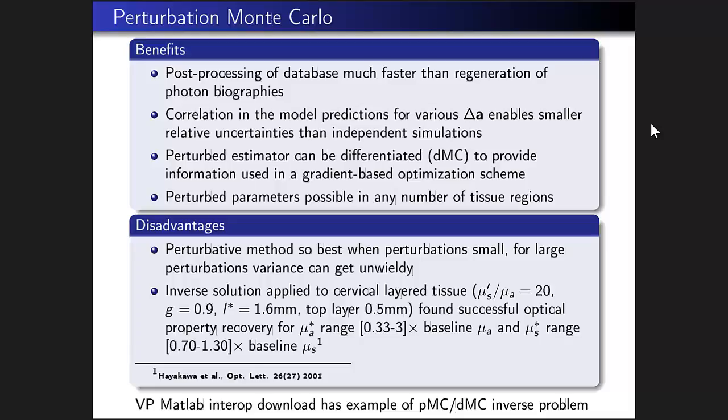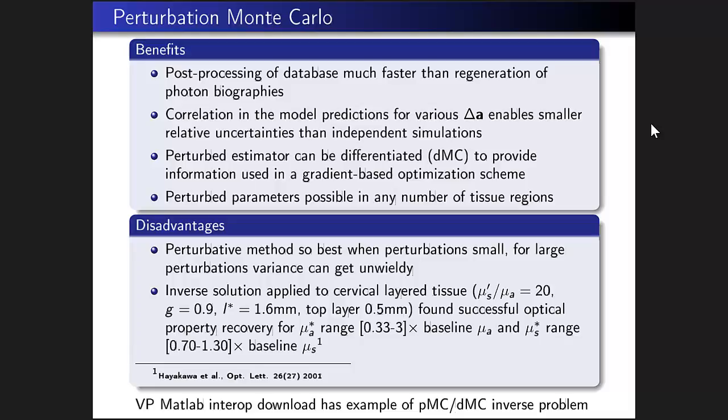The difference is that it's a perturbative method, so it works best if that delta A is small. If that delta A is large, then the variance in your perturbed estimate can get unwieldy. But just to give you an example of numbers on this, we applied it successfully to a cervical layered tissue. mu s prime over mu a is about 20, g is 0.9, we have an L star of 1.6, and the top layer was about a third of an L star.